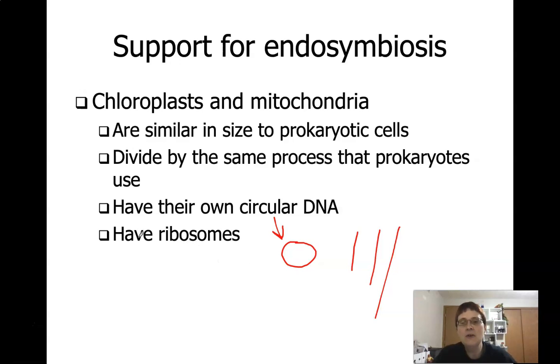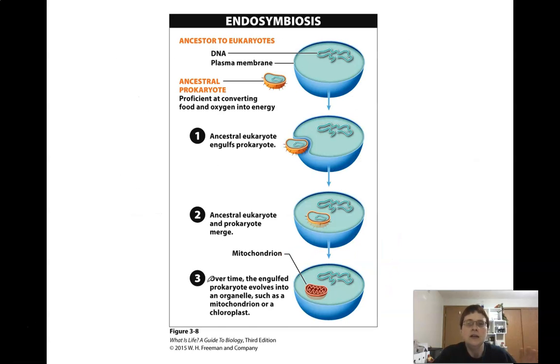Not only that, they have their own ribosomes. So inside of the chloroplasts and the mitochondria, not only do they have their own DNA, they have their own ribosomes, which is weird. No other organelle has its own set of ribosomes inside, right? We have ribosomes in the cell, but these guys have their own ribosomes inside. And so all of this evidence and some more, like biochemical evidence and things like that, supports the idea of endosymbiosis. And this is what endosymbiosis is saying.